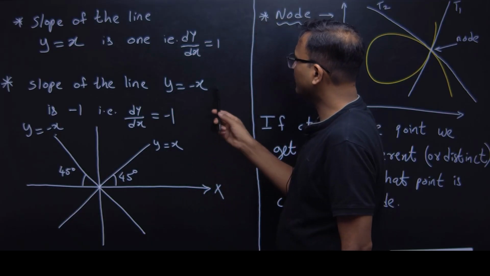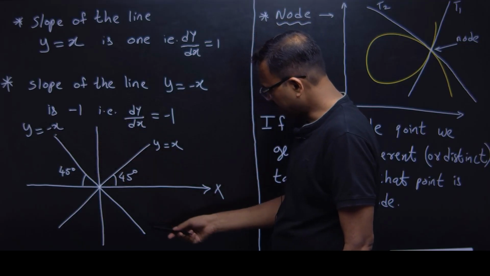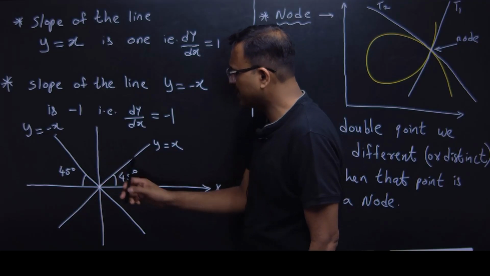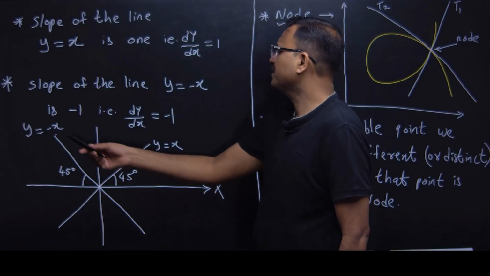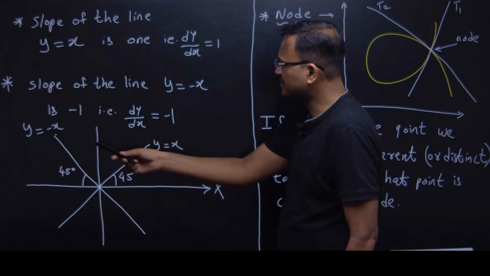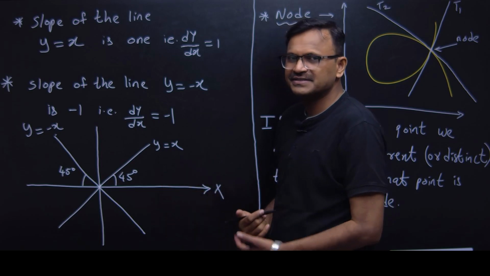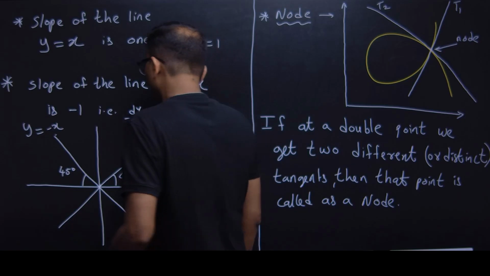Similarly, the slope of the line y is minus x is minus 1. See, y is minus x is again a line which passes through the origin, makes a 45-degree angle with the x-axis. It passes through the second quadrant. So for that line y is equal to minus x, slope is minus 1. So y is x, y is minus x are important lines. We should know their equations.